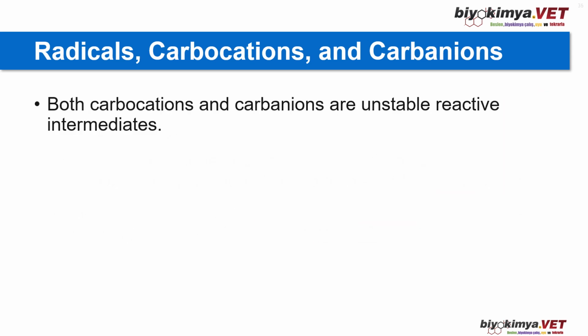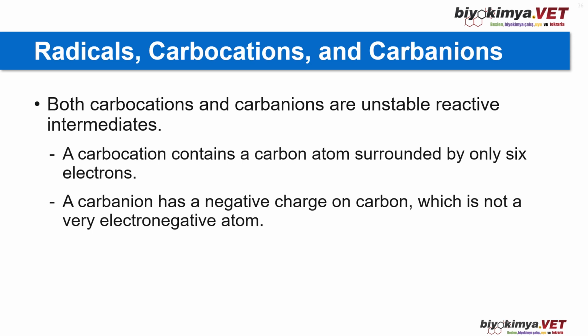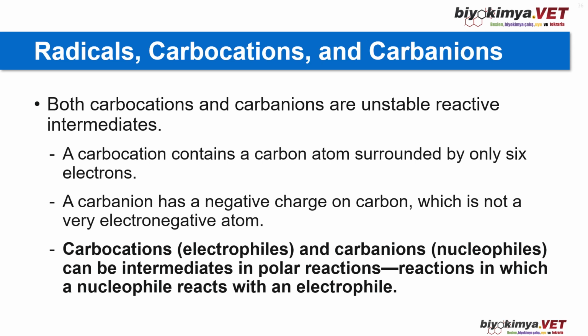Both carbocations and carbanions are unstable reactive intermediates. A carbocation contains a carbon atom surrounded by only 6 electrons. A carbanion has a negative charge on carbon, which is not a very electronegative atom. Carbocations and carbanions, like electrophiles and nucleophiles (remember the Lewis acid definitions we did), can be intermediates in polar reactions, reactions in which a nucleophile reacts with an electrophile. This means transfer of electrons.